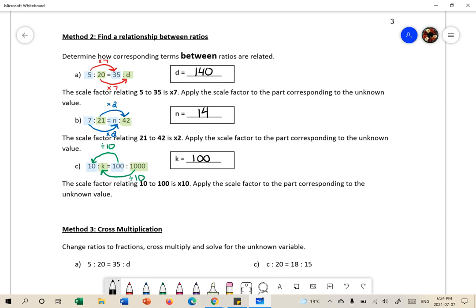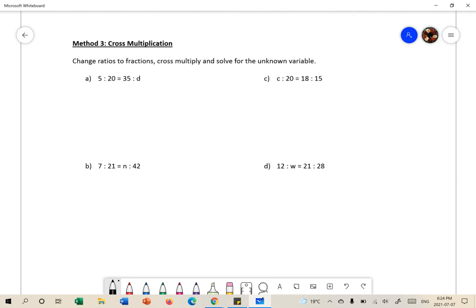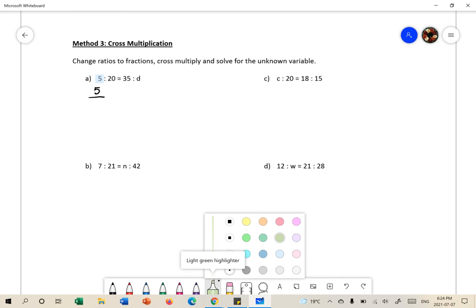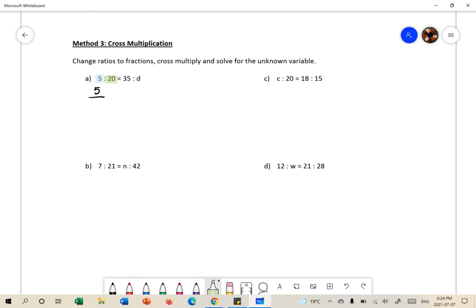In method 3, we can use cross multiplication. Like we talked about in the beginning of this lesson, ratios represent the same information as fractions, but just in another way. So we can convert our ratios into fractions. So the first part of your ratio is going to be your numerator of your fraction. And then the colon is going to turn into a fraction bar. And then the second half of your ratio is going to be your denominator.